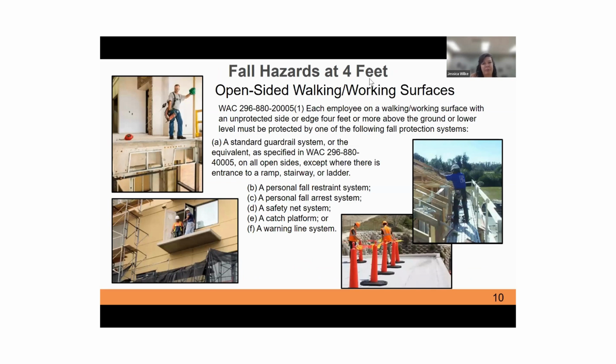And fall heights from 4 feet, open-sided walking working surfaces. That can be balconies, decks, a roof, stairs. Several things fall under that walking working surface. But they've got to be protected by a standard guardrail system, a personal fall restraint or personal fall arrest system, a safety net, a catch platform. We don't see those very often. There's one over there on the far right. Or a warning line system. And often we see those warning lines not set up correctly. So we'll cover that later on, how to set your warning line up within compliance.